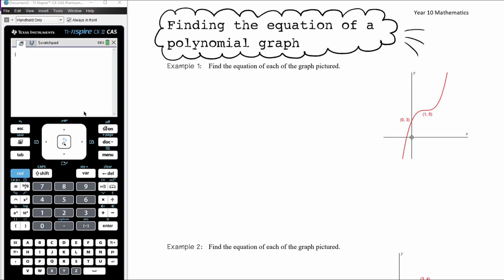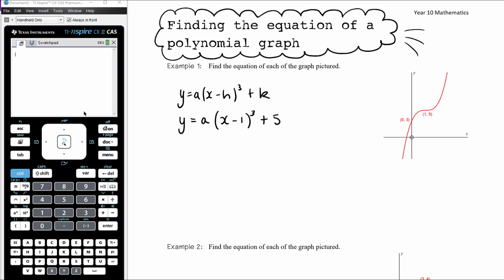So the first example here, we clearly have a cubic with a point of inflection. Now we know that graphs of this shape, their equations take this form. Okay, so that's the form we're going to start with. We know that the point of inflection corresponds with (h, k). Okay, so we know that this is y equals a times (x minus 1) cubed. It's translated to the right by 1 and up by 5, so plus 5. So we know that. And then we just need to calculate a.